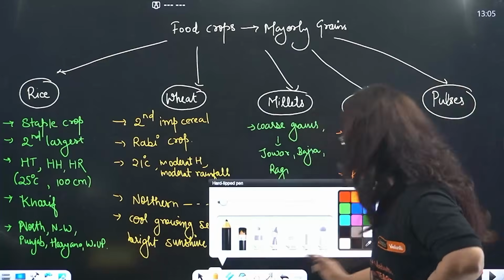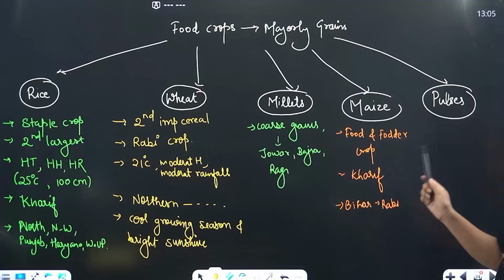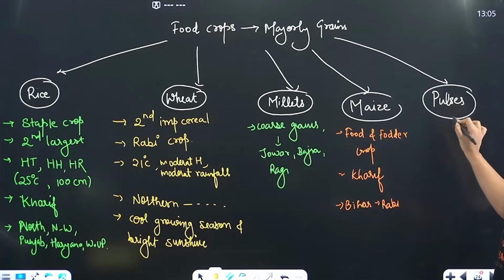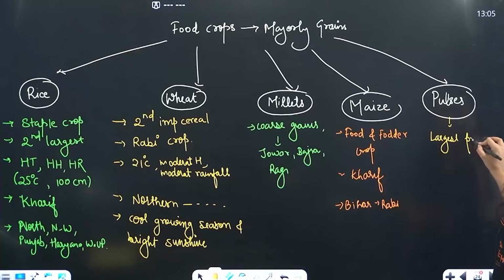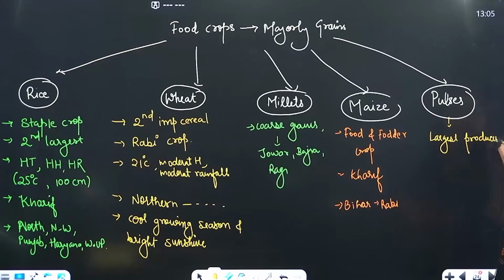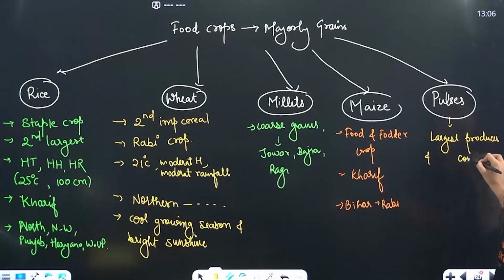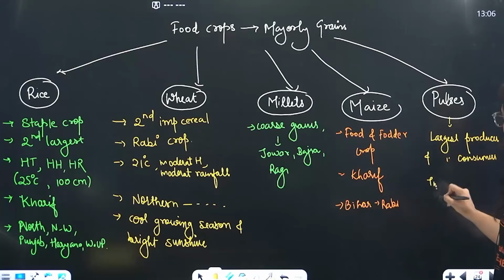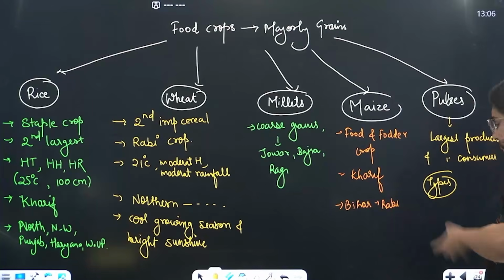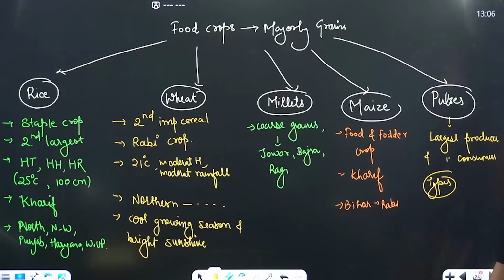Now coming towards the last one: pulses. India is the largest producer as well as the largest consumer of pulses in the world. There are different types of pulses that we consume every day: tur, arhar, masoor, and a lot of them.